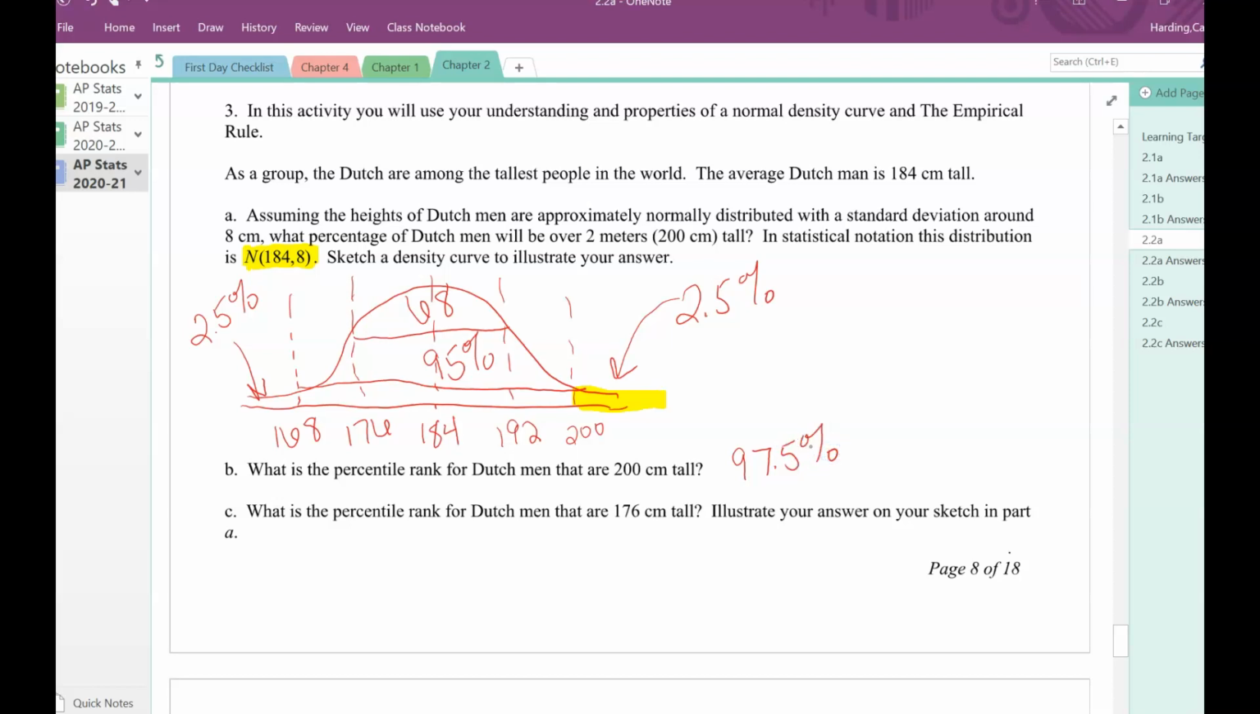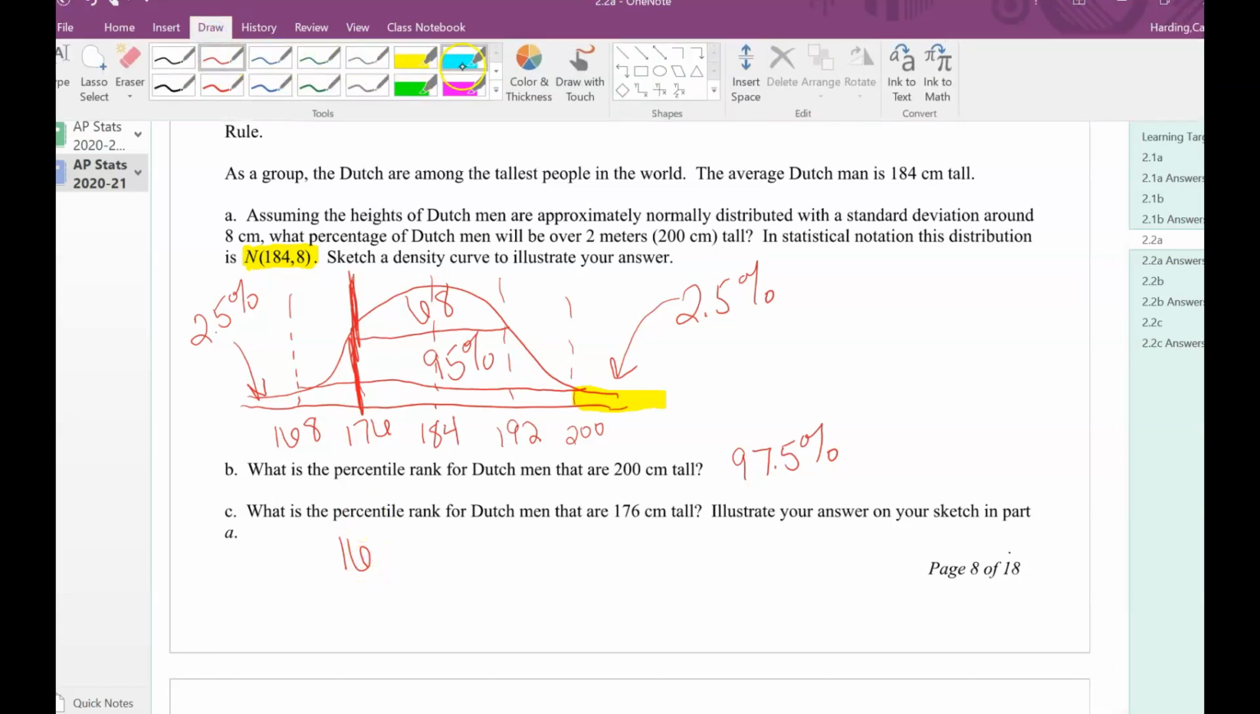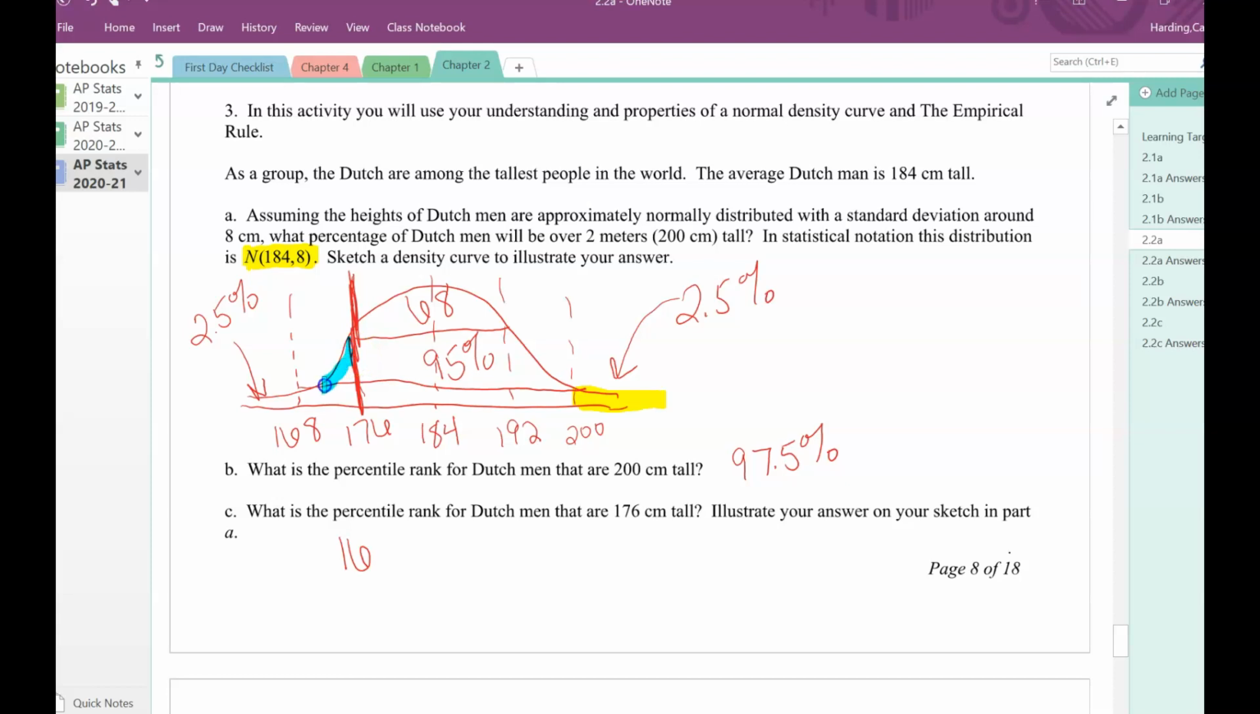What is the percentile rank for Dutch men that are 176 centimeters tall? 176 is right here. So take a moment and see if you can figure out what percent would be less than 176. And you should have determined that it is in the 16th percentile. And on the graph, you are demonstrating that there is about 16% of the data that is below 176.